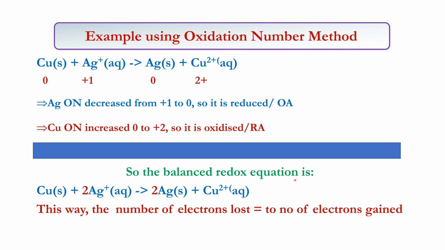So we need to balance the number of electrons lost with the number of electrons gained. So Cu2+ and Ag+. This is 2 and this is 1. So both need to be balanced. That's why we have added 2 for Ag+ here, and we have added 2 for silver on the product side as well, because 2 silver ions must be reduced for each copper that is oxidized.